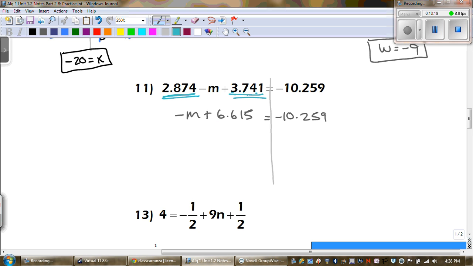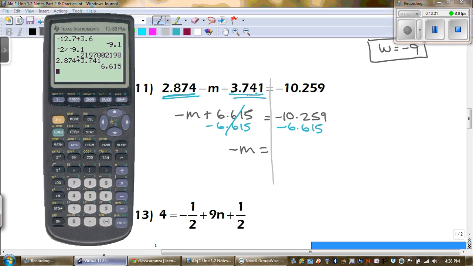Okay, so we have to subtract from both sides. You have to be very careful with all of your numbers, okay? So I have negative 10.259 minus 6.615. Oh, and see, that's why negative 6.615, negative 16.874.